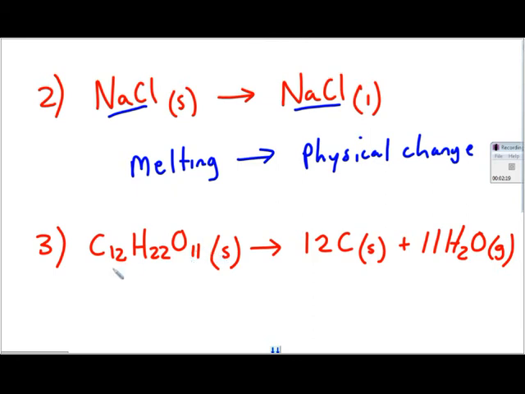Equation number 3. This is the formula for sucrose, which is commonly called table sugar. This is what we add to our coffee. So we have solid sugar, white sugar, and it's going to produce 12 carbons in a solid form, plus 11 waters in a gas form. So it's no longer sugar anymore, it's splitting apart, and because it's splitting apart, we're getting some water vapor forming. This is going to be a chemical change. This is what happens when you heat up sugar. It'll actually start to break down and decompose. So because we're producing new chemicals, new chemical formulas, this is a chemical change.